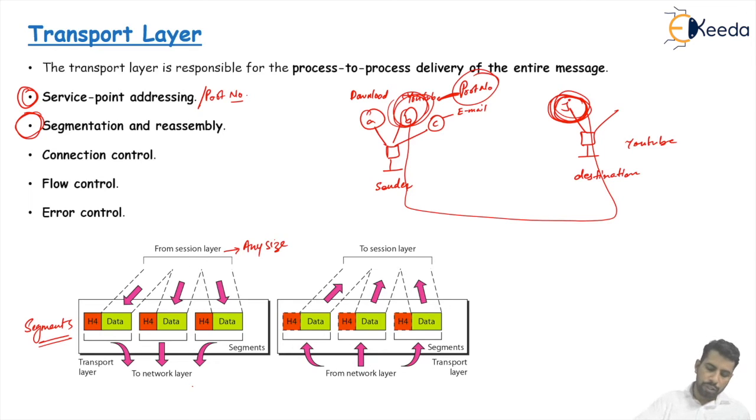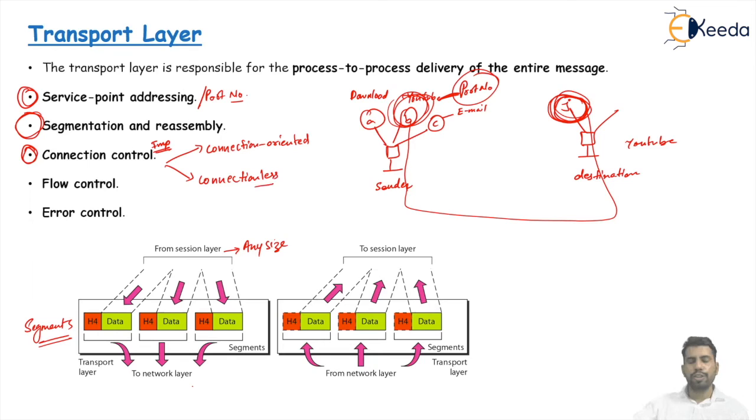Okay, connection control. Connection control is very important in the transport layer because we have two types of connection. One is connection oriented service, and the second is connectionless service. Connection oriented means we transfer the data through a connection which is reserved for both source and destination. Connectionless means the sender just sends the data into the network.